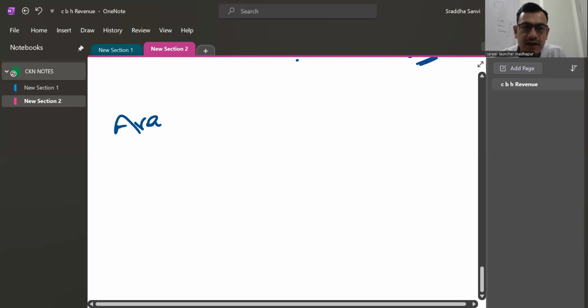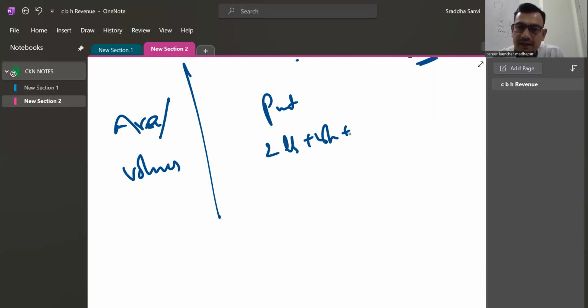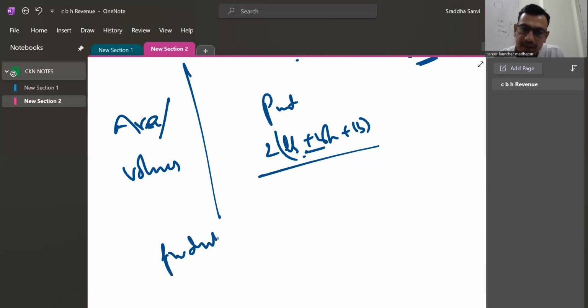We are identifying the changes in area. We are identifying the changes in volumes, but we are not finding for perimeter. We are not finding 2 into LH plus BH plus LB. That is the total surface area of a cuboid. Wherever there is a plus, we are not solving the problem. We are solving the problems wherever there is a product. That is the reason. Got it? That is the reason why we do it. Okay, my friends? Excellent.